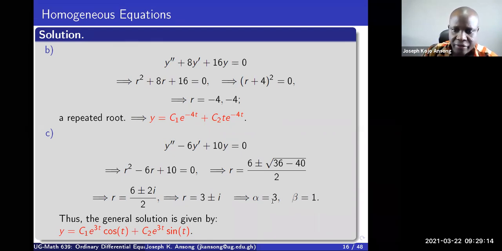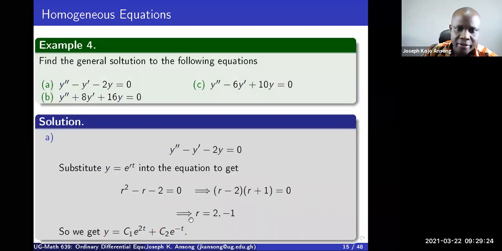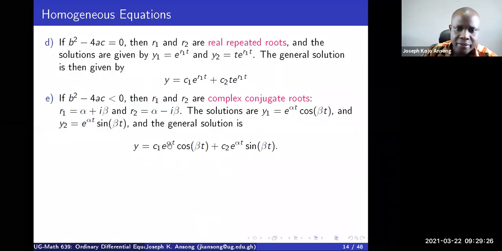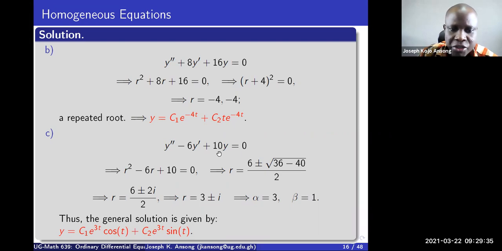So you put it in the general form, you're going to have the solution c1 e to the 3t cosine of t, all right, plus c2 e to the 3t sine of t. You go back here, all right, plug in alpha and beta, and that gives you the general solution. Okay, so we get a general solution to the homogeneous equation. Yes. All right. Good.